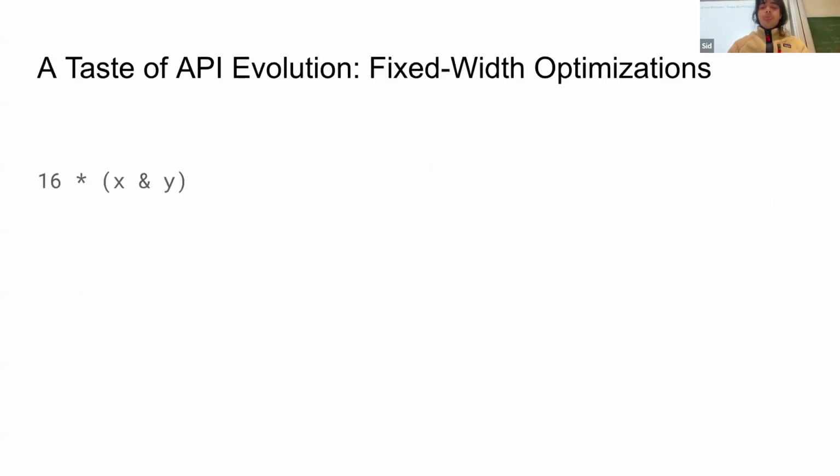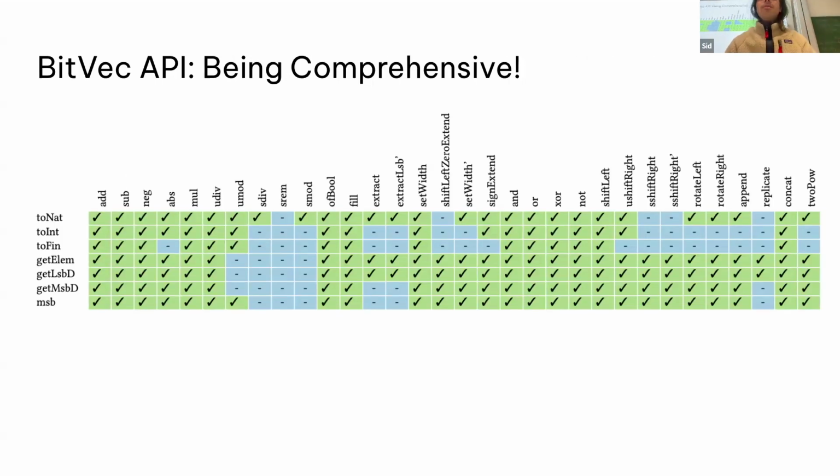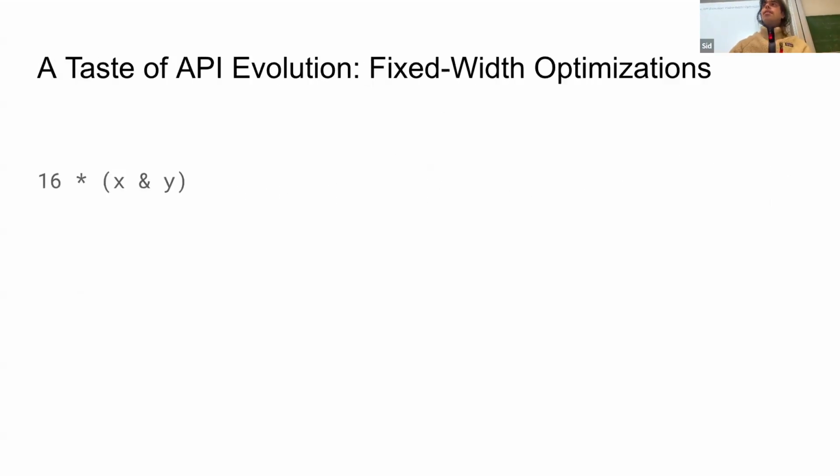Yeah. So maybe to give you guys a sense of how the API evolves, because we're still writing the library, right? We still have to catch up to Bitwuzla, but also folks are using the library, and so we wind up adding things to the API and whatnot. So I'll give an example.